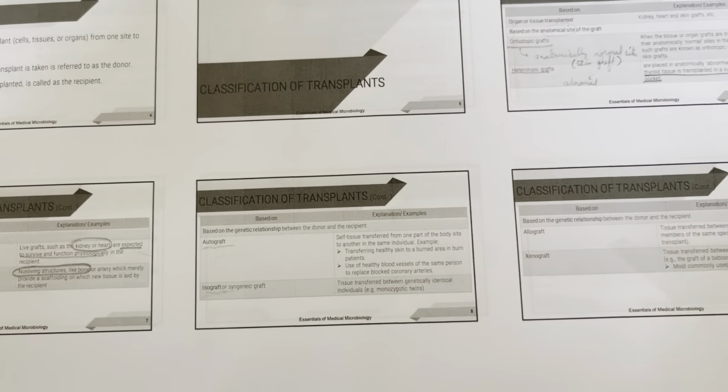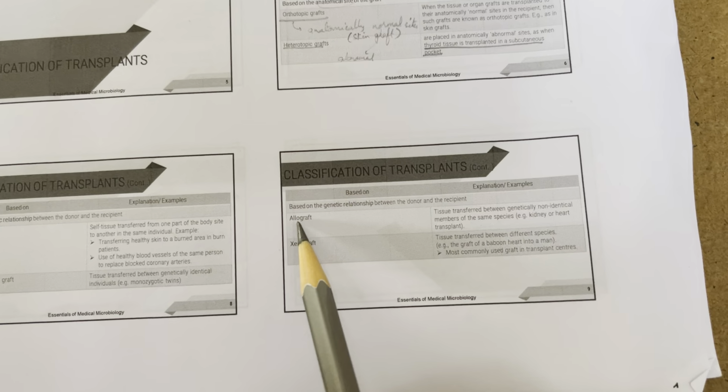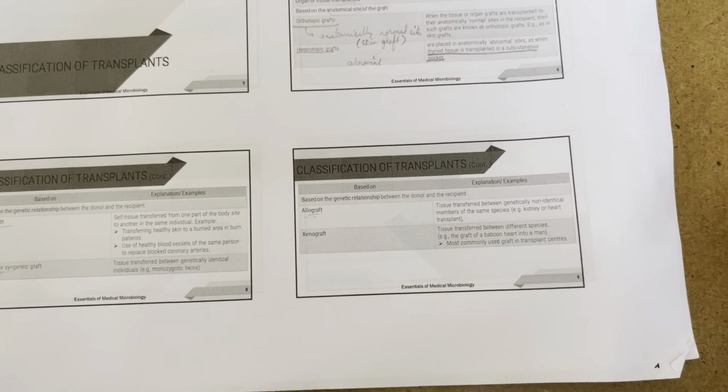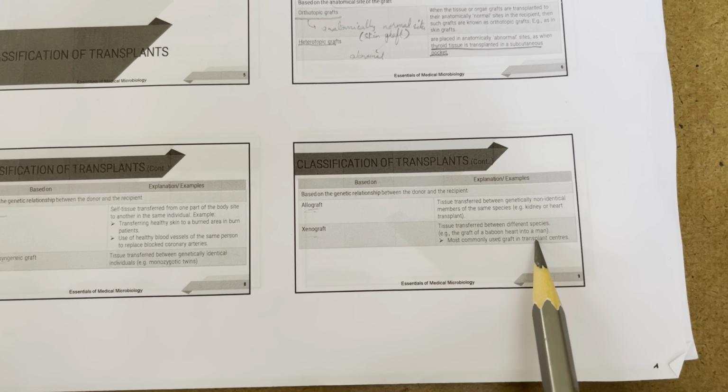Isograft, or syngeneic graft, is between genetically identical monozygotic twins. Next, you have allograft, which is from human to human or pig to pig, etc., the same species. And xenograft is from a different species. So baboon heart into man, etc.